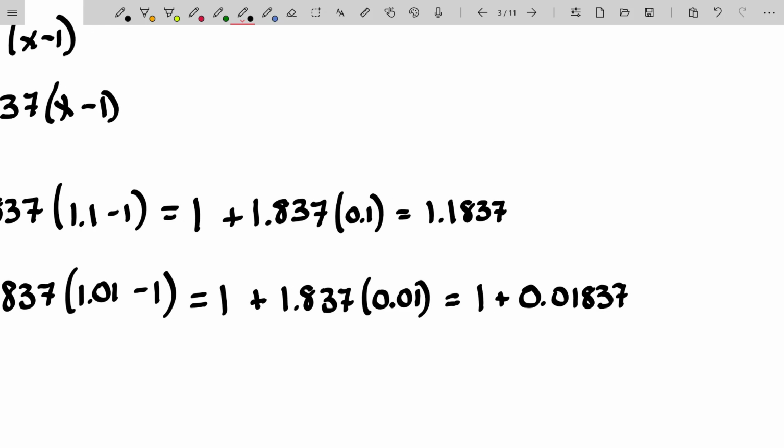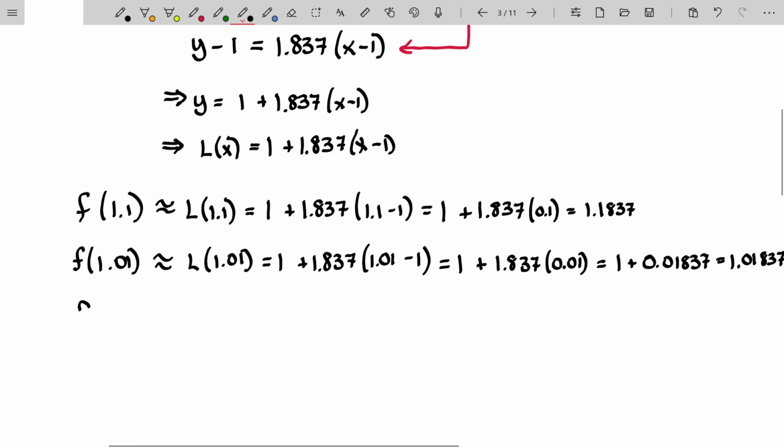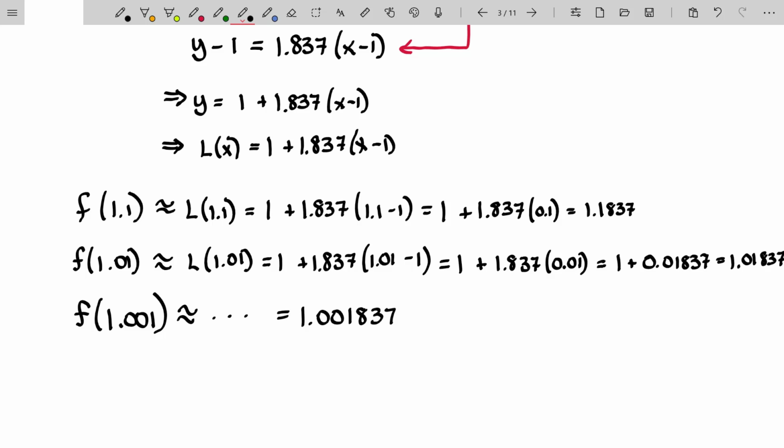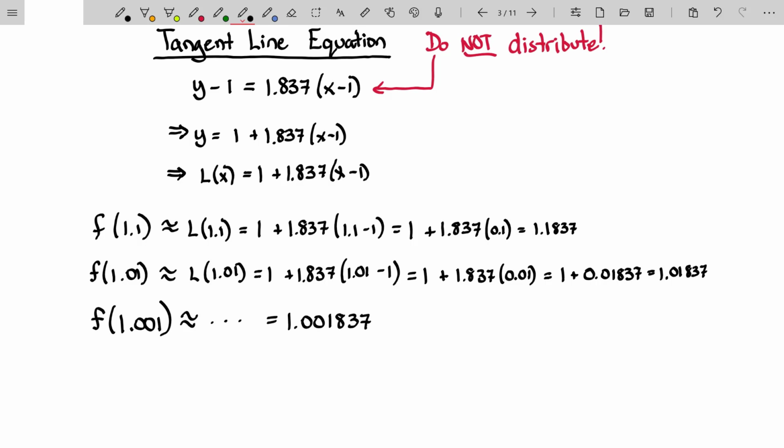Let's see. Now this will be 1.01837. And you could probably guess what the next value is going to be. F at 1.001 through the mathematics there is going to be 1.001837. Now, I would like to compute this to see how accurate this is.